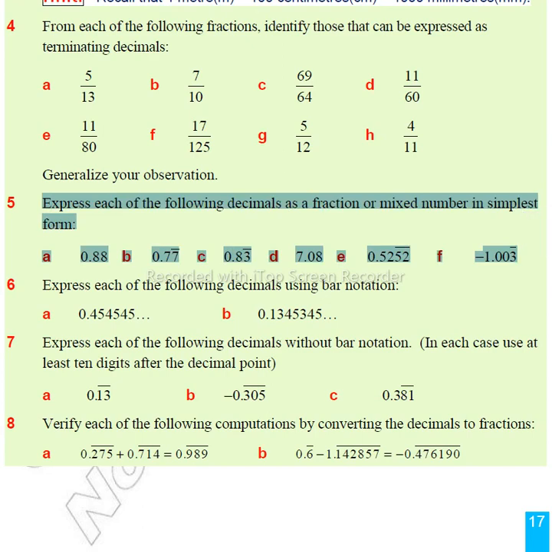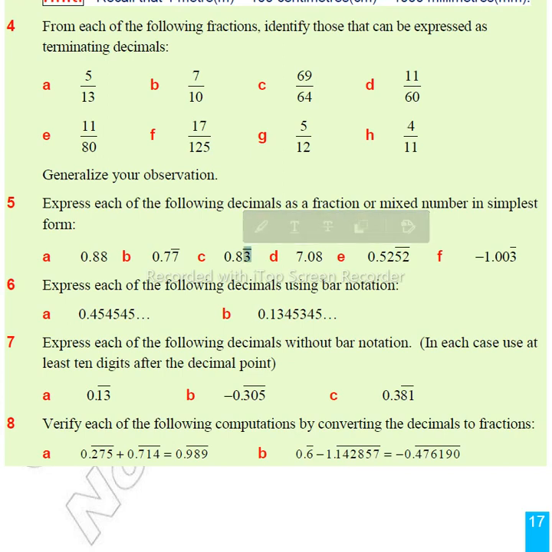Question number 6. We can do one of them. Express the following using bar notation. As I said before, bar notation is expressed like this. For example, this question number 1, 0.77 bar, 0.833 bar. This is a bar.